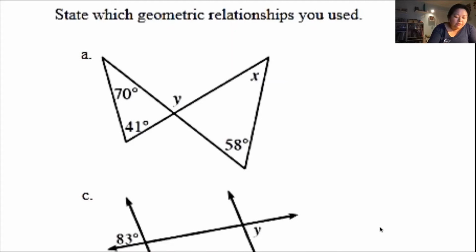However, if I focus on just this triangle here, I know that all triangles add up to 180 degrees, and that triangle is just missing one angle. So I'm going to go ahead and figure that out. I go 180, right? I can use my calculator or use my head, up to you.